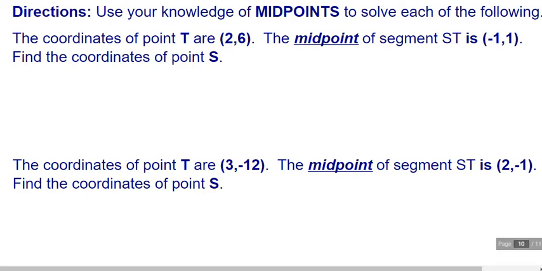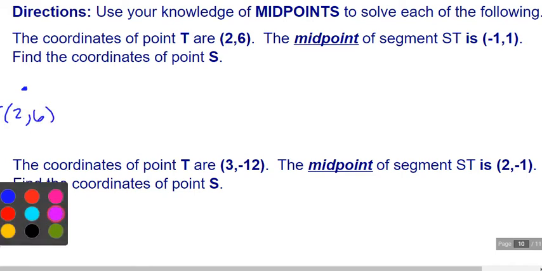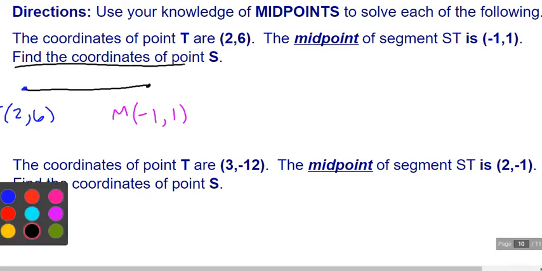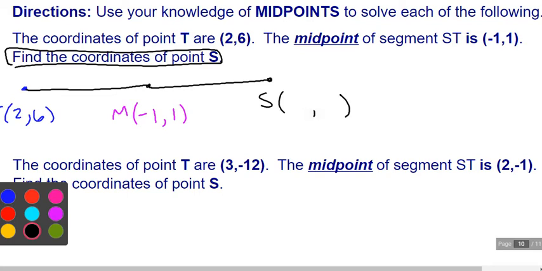So reading the question, the coordinates of point T, so we have some point T here, are going to be (2, 6), and then that stretches out to a midpoint. So it comes out here to a midpoint, and that midpoint, I'm going to call it M, has a coordinate value of (-1, 1). What we actually want to do is find the coordinates of S, which is the other endpoint. Out to here, we know there's some S value, we just don't know what the coordinates are. That's the situation we have to deal with.